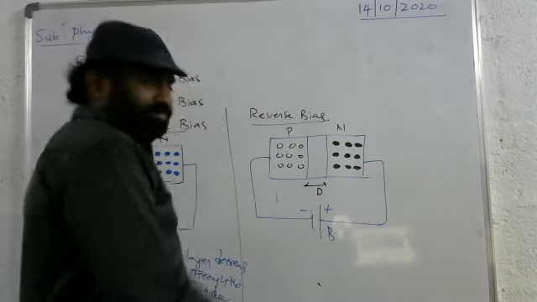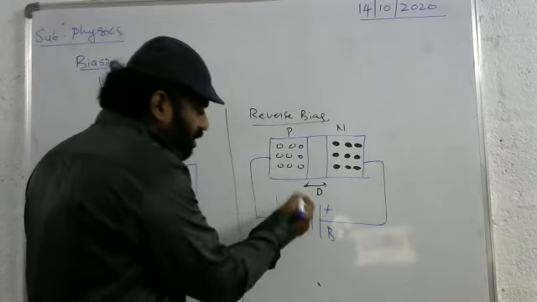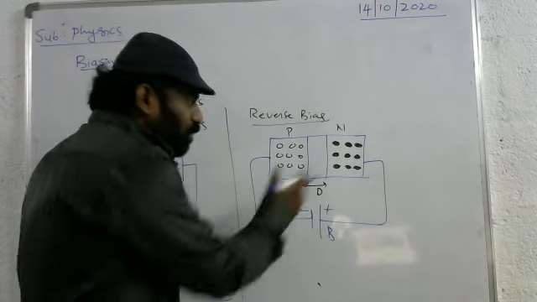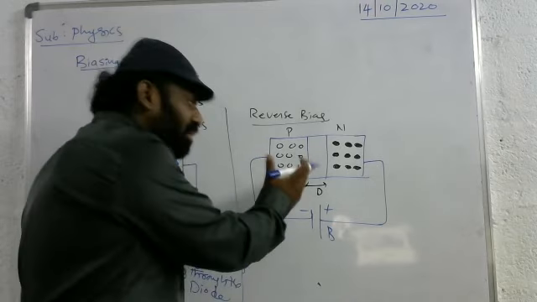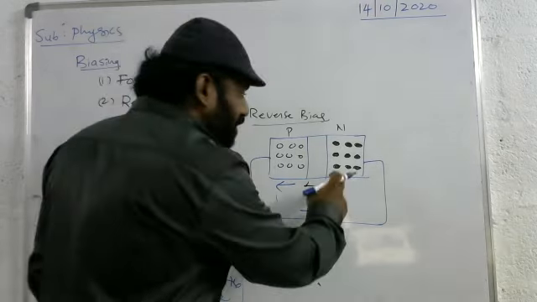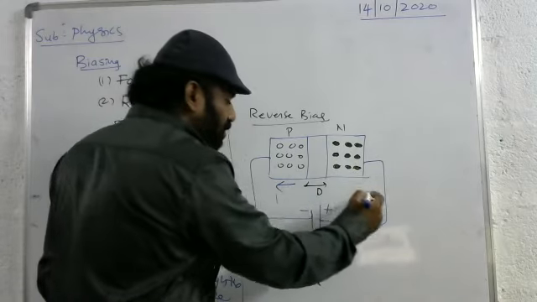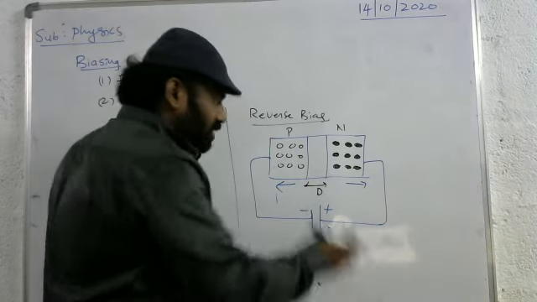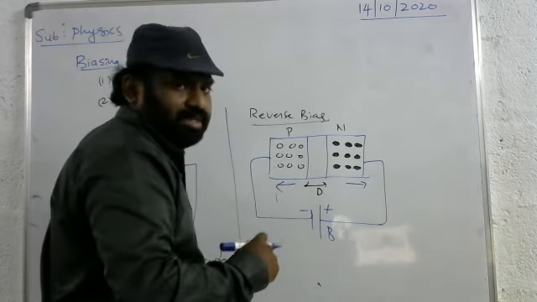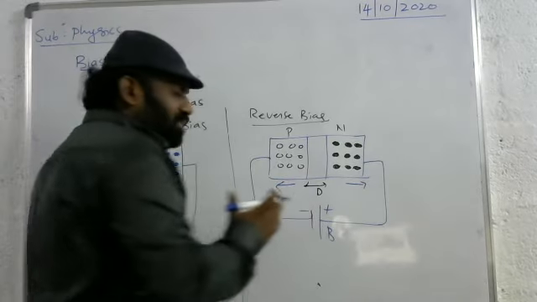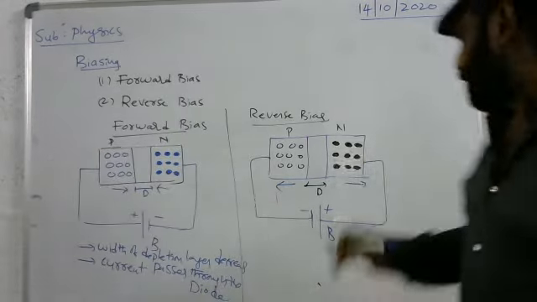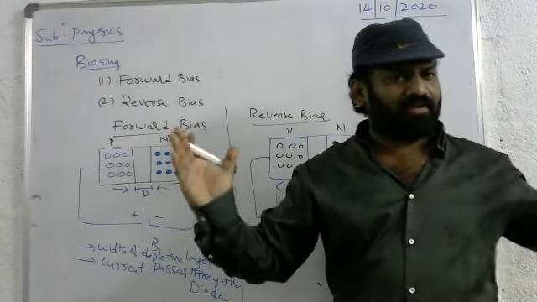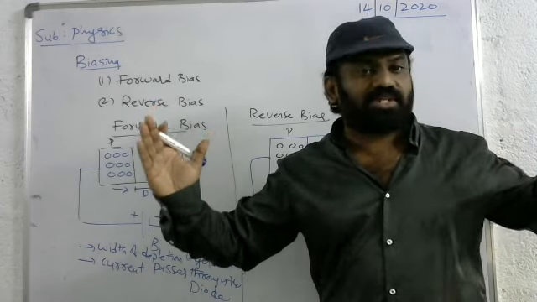What happens here? The holes in the P region are attracted by the negative terminal of a battery, so they move away from the junction. Here also, the electrons in the N region are attracted by the positive terminal of a battery, so they are also moving away from the junction. As a result, the width of the depletion layer increases.